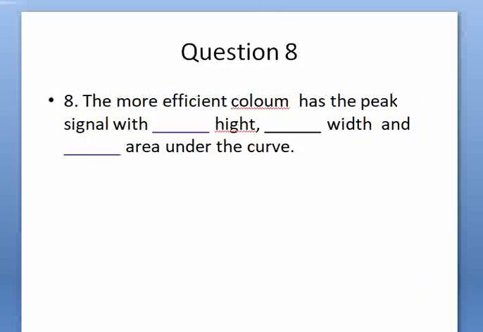Now the next question, the 8th one: the more efficient column has the peak signal. From the peak signal we have to give the properties of the efficient column with respect to height, how it will be, width, how it will be, area, how it will be. From the peak signal, generally we'll say a more efficient column will be the narrower one and will give more number of peaks, will be the more efficient one.